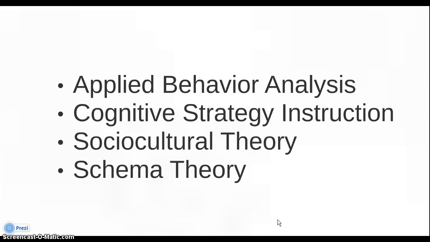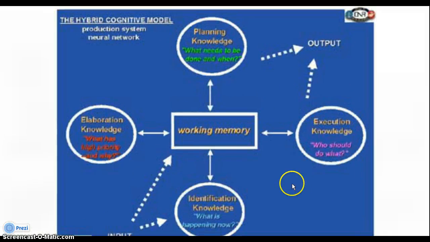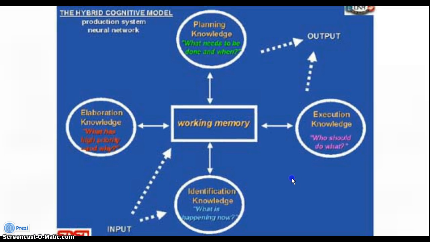So we did applied behavior analysis, cognitive strategy theory, sociocultural theory, and now we're going to look at schema theory. This comes out of Piaget. So what we're looking at here is, how do we know what we know? So what we have is we have input through our senses, visual, auditory, kinesthetic, tactile, and that information, that input goes into our working memory so that we can manipulate the information. It also goes into our identification knowledge. In other words, it connects to the things we already know that we've already experienced.